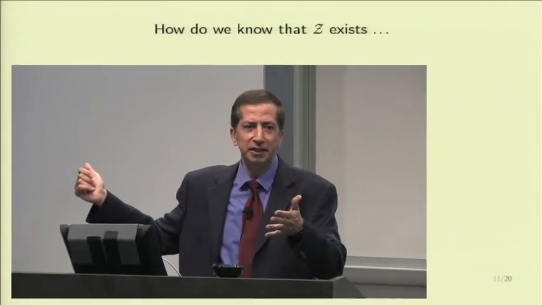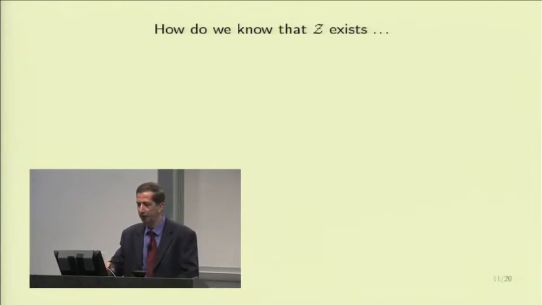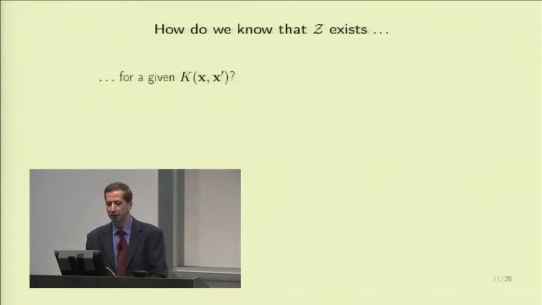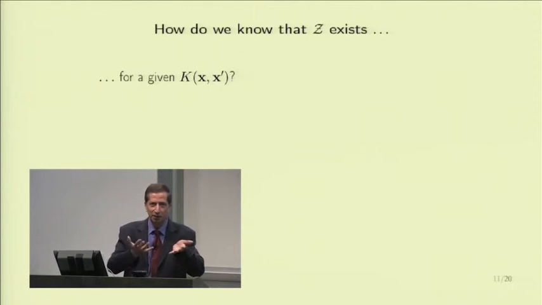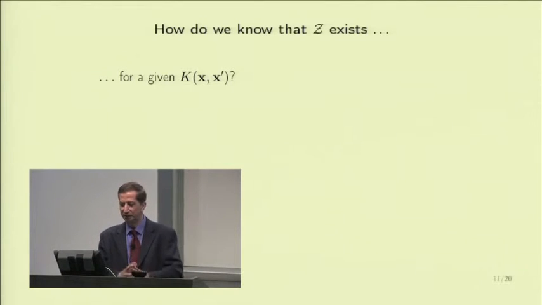If I tell you, k of x and x dash is, and just give you a formula, the whole idea of the kernel is that you don't visit the z space. So how are you going to verify that this is a valid kernel, namely an inner product in some space, without visiting that space? That's the question. How do I know that z exists for a given kernel? By the way, in support vector machines, you will come up with your own kernels. So it's a good idea to ask yourself, what are the conditions to get the kernel right?